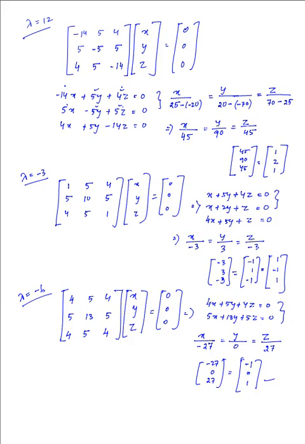So these are the three eigenvectors that we have obtained, that we were supposed to obtain for the given matrix that we had, the eigenvalues and the eigenvectors. We calculated the eigenvalues and then we obtained the corresponding eigenvectors.